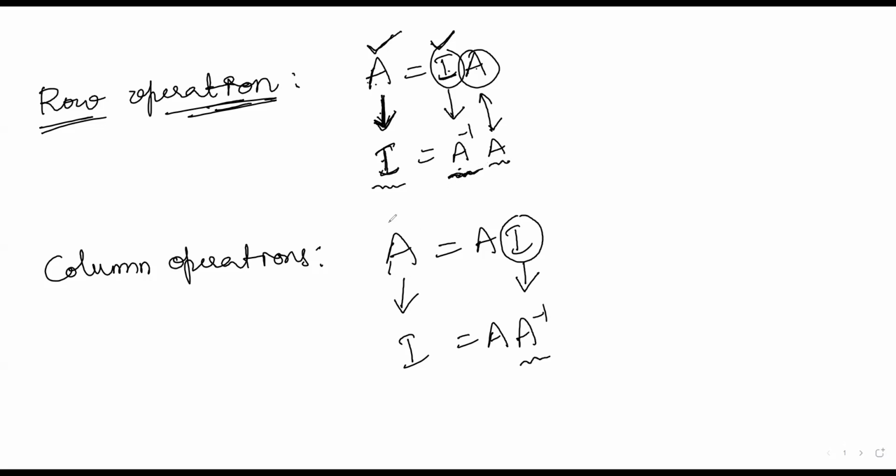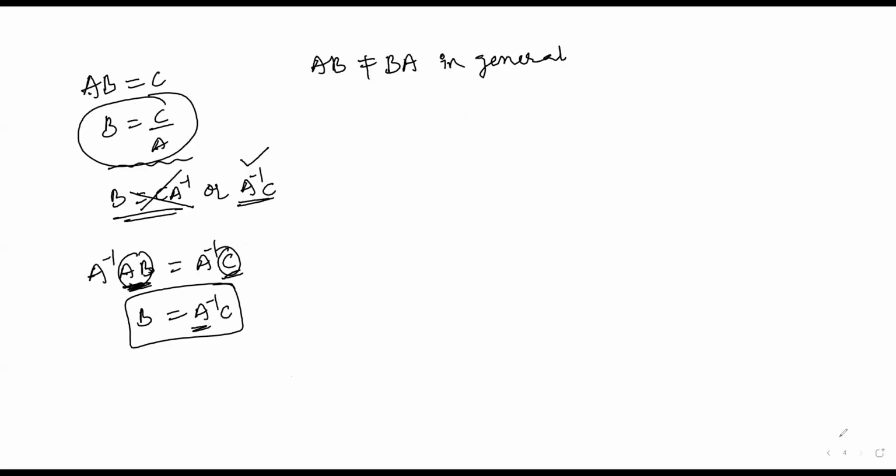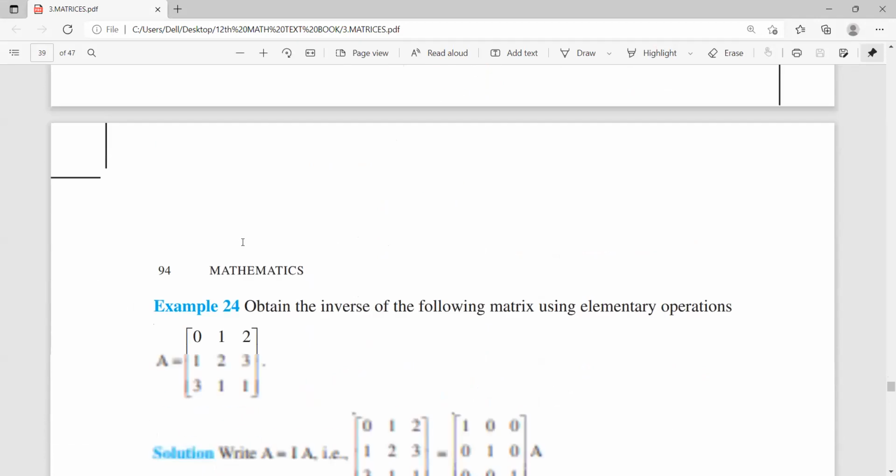Similarly, when you want to apply column operation, A is here and I is on right side of A. This A you are transforming to I, then I becomes A inverse automatically. Here you get A inverse automatically. So we have seen 2 examples, and these 2 examples are 2 by 2 matrices. And here, very important, 3 by 3. 3 by 3 matrix is most important. 3 by 3 is very, very important. So now we'll take one 3 by 3 matrix and we'll do it.